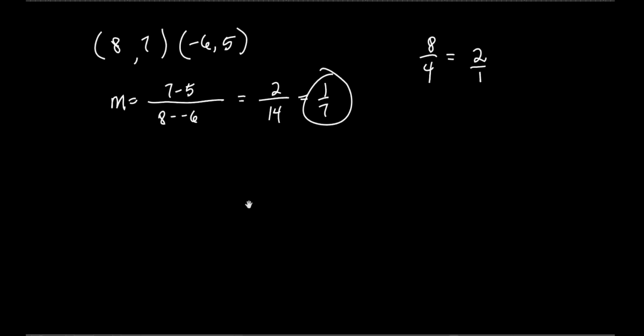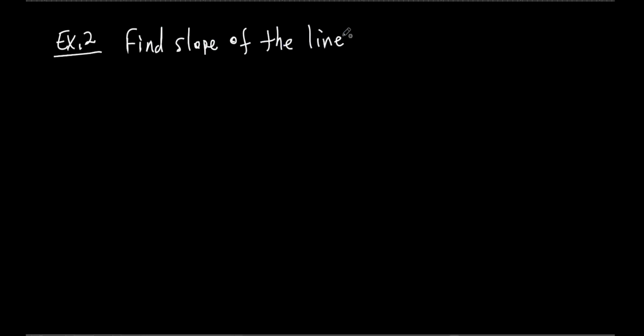All right, so let's do the second example and we'll be finished after this example. Here's example 2. It says find the slope. But look, they don't just give you 2 points this time. They're going to give you an equation of a line.